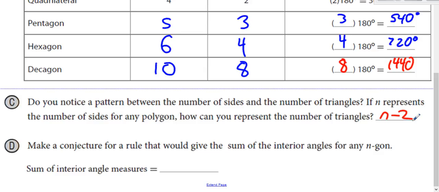So then the sum of the interior angles is always the number of triangles times 180 degrees. So you do the number of triangles, which is n minus 2, times 180 degrees. And that will tell you what the sum of the interior angles is for any polygon.